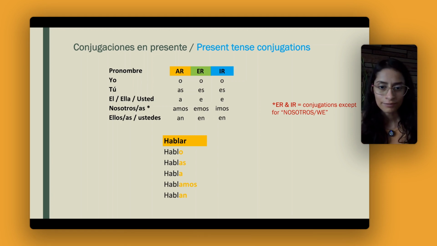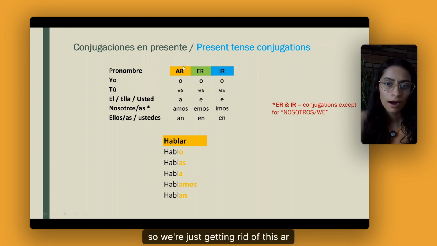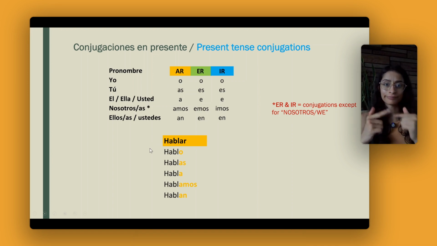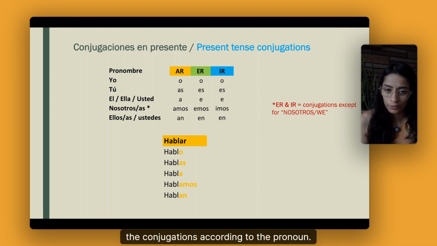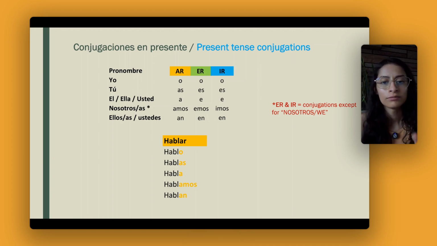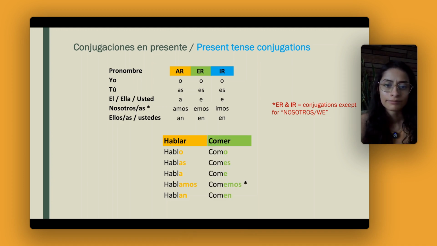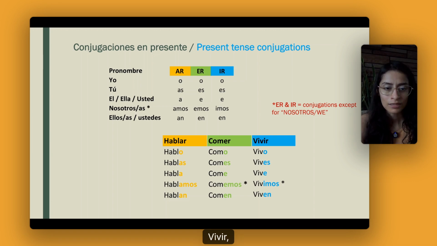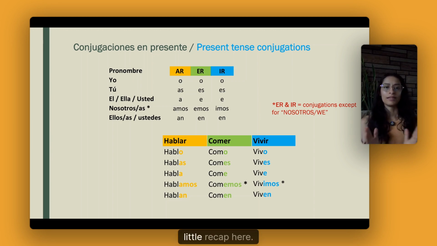So, let's take a look at a visual example so you can actually see how this works. So, hablar, again. We're just getting rid of this R and we're going to start changing the conjugations according to the pronoun. So, hablo, hablas, habla, hablamos, and hablan. Comer: como, comes, come, comemos, comen. Vivir: vivo, vives, vive, vivimos, viven.